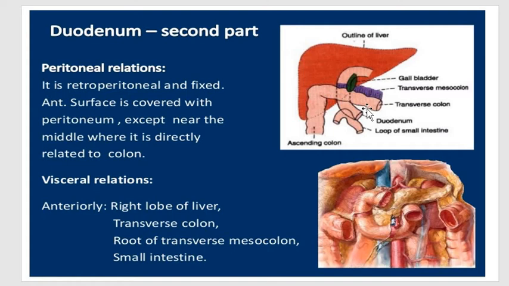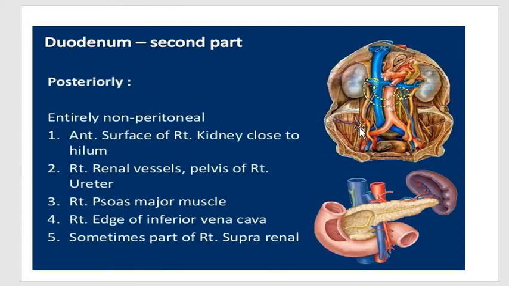This is the transverse colon, okay, plus it is related to the root of the transverse mesocolon. So these are the things: root of the transverse mesocolon plus coils of small intestine. These are related anteriorly to the second part of duodenum. So what came in the peritoneal relations? This is retroperitoneal. It is anteriorly covered by the peritoneum except near the middle area where it is related to the root of the transverse mesocolon and coils of small intestine.